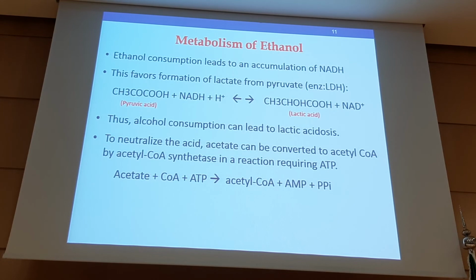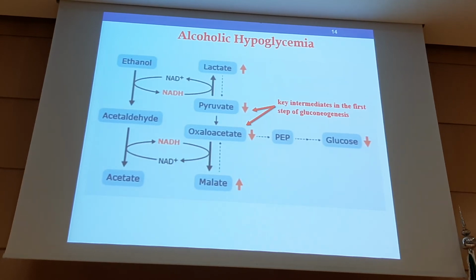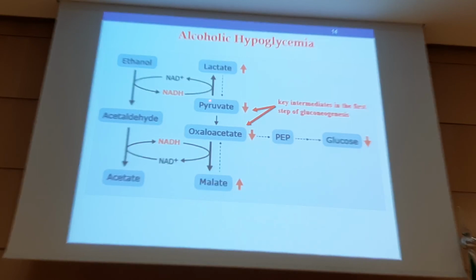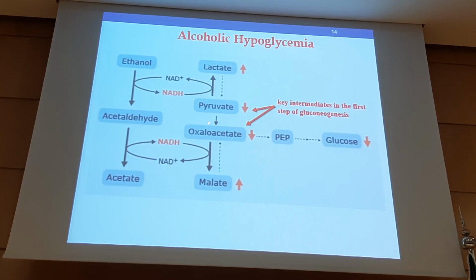So everything I said is in this slide, and this slide as well, hypoglycemia and so on. This is just a summary of what happens in terms of alcoholic hypoglycemia. Ethanol, acetaldehyde, acetate. This is by ADH, ALDH. We're producing NADH. We said NADH reacts with pyruvate, pushes the reaction towards lactate production. This is why we have acidosis. At the same time, there is reduction in pyruvate because it gets converted into lactate. There is also reduction in oxaloacetate because gluconeogenesis is reduced, and this will lead to low glucose.